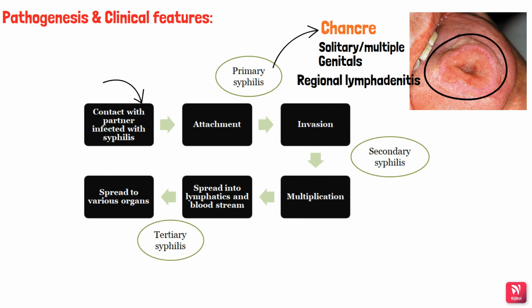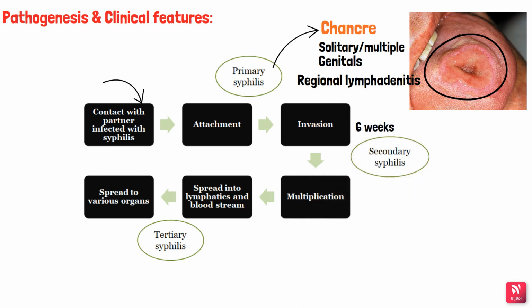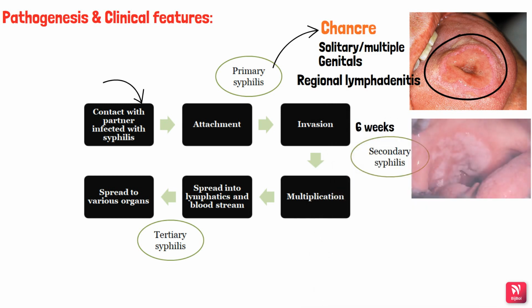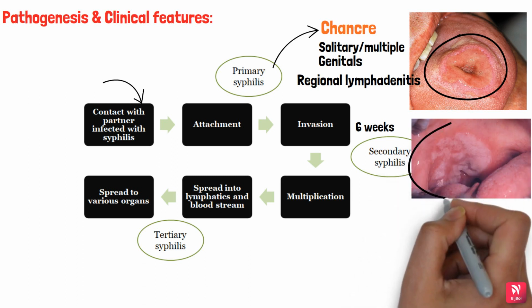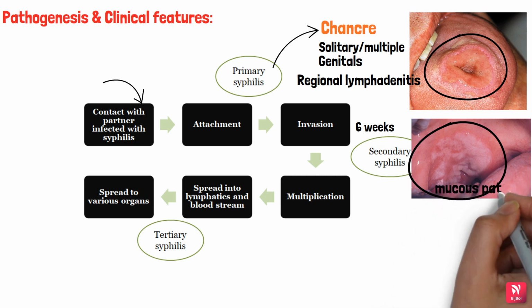After 6 weeks there will be invasion of this bacteria, resulting in secondary syphilis, wherein the characteristic feature in the oral cavity is a mucous patch. Here these are multiple, not like chancre which is solitary. They are multiple and painless, and greyish white plaques will appear sometimes upon the ulcerated surface. So these are mucous patches.